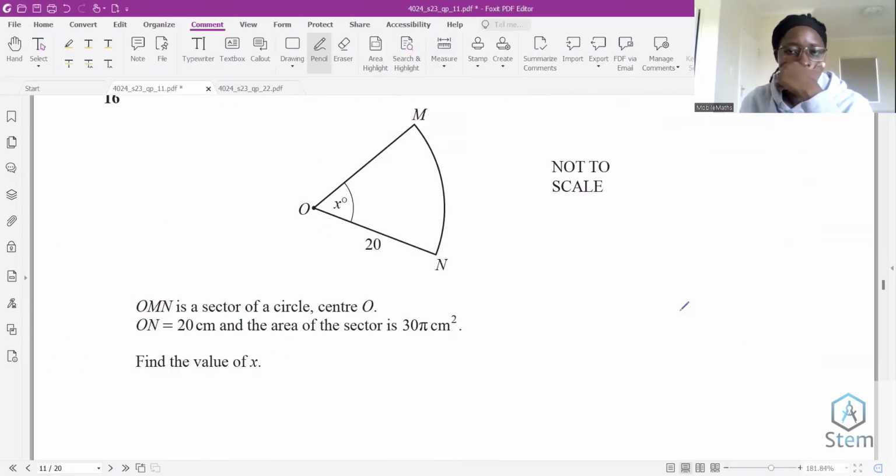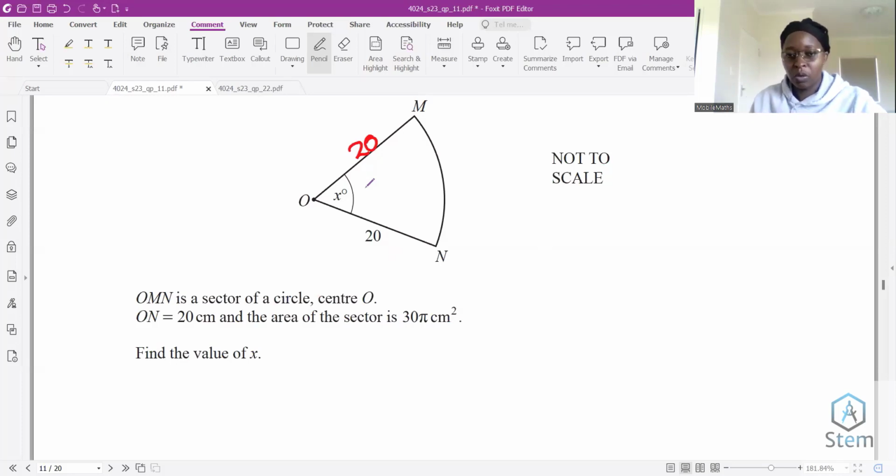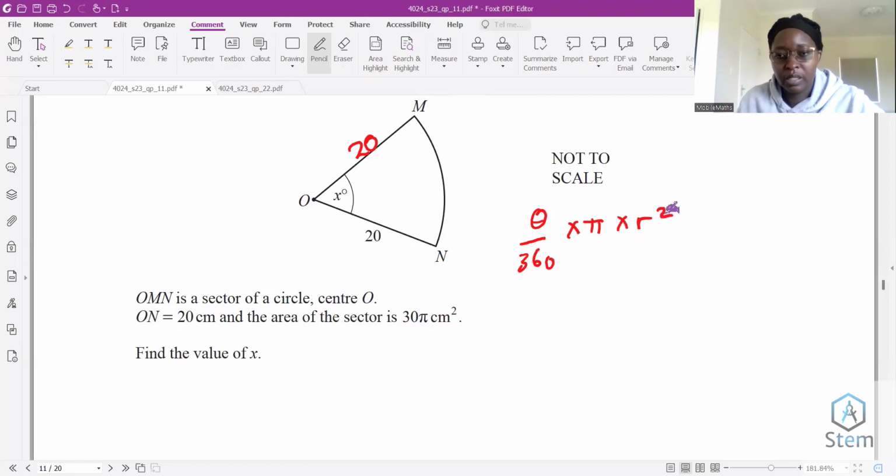We have this sector. So basically when we have a sector, we have a center, this is the center O. So this is the radius. So we can say the area of the sector is 30 pi. Then find x. We want to find the angle. Area of a sector is theta over 360 degrees times pi times r squared.